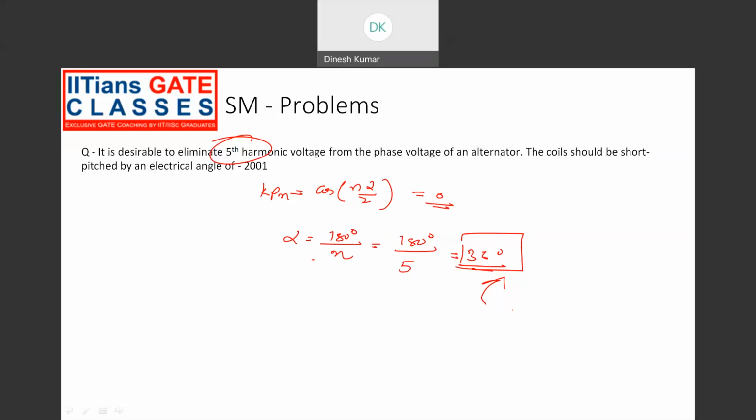Okay, let's go to the next topic, that is EMF equation derivation. And then we'll also talk about the armature reaction.